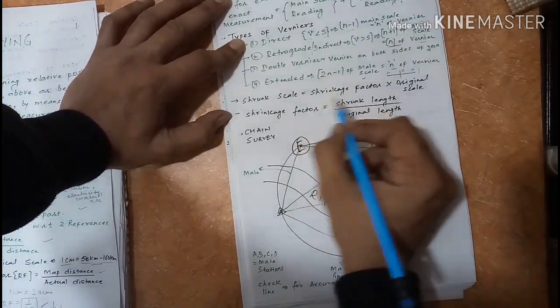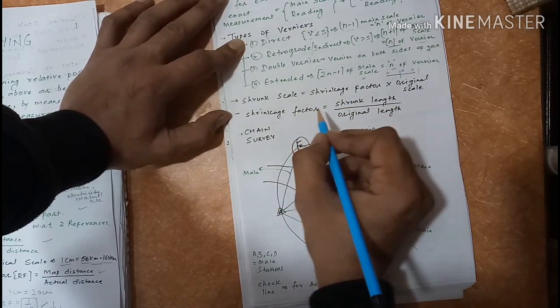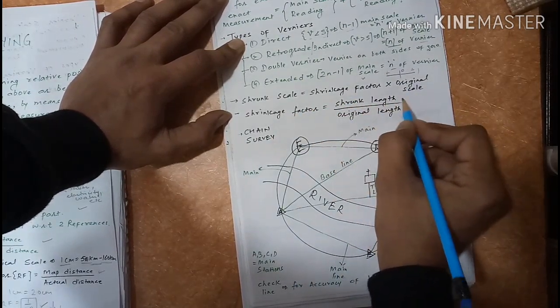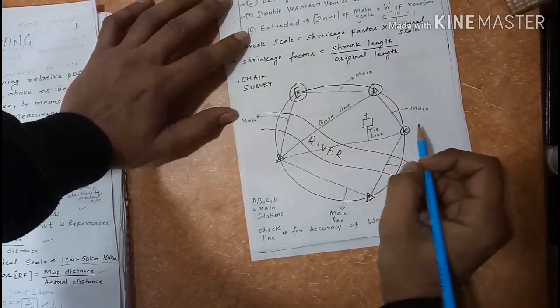Now, shrunk scale. Shrunk scale is equal to shrinkage factor into original scale. Now, what is shrinkage factor? Shrinkage factor is equal to shrunk length upon original length. Now, coming to the chain survey.